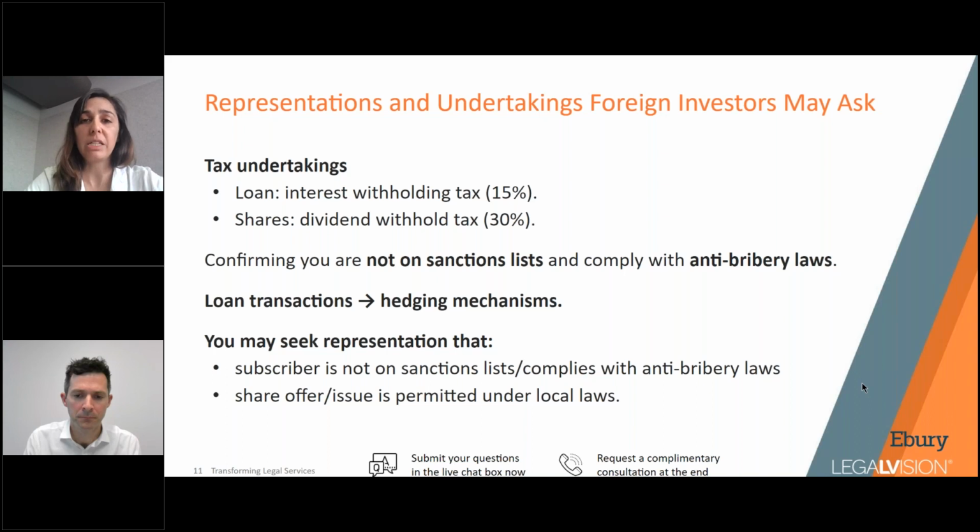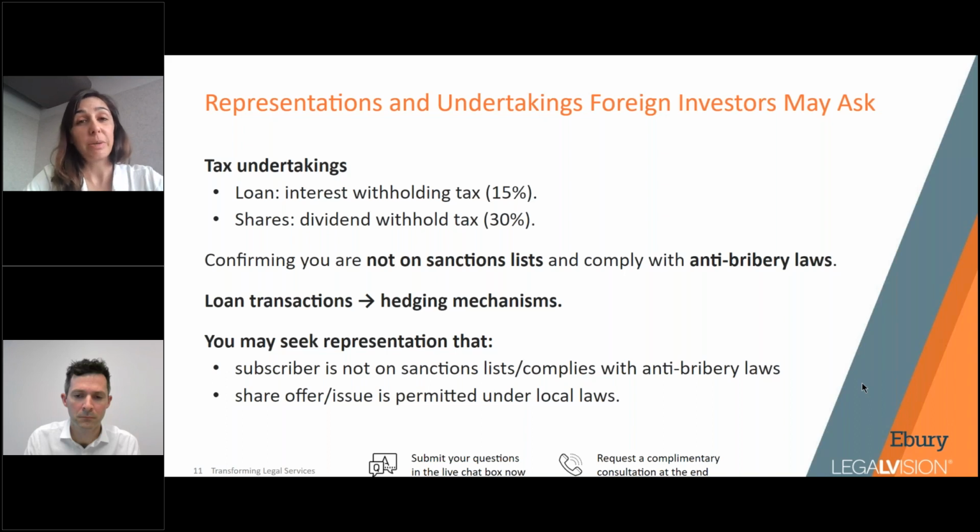And so what will happen is if you are paying interest on a loan to an overseas investor, when you pay interest to that overseas investor, you'll need to withhold an amount equal to 15% of the interest payment and remit that to the ATO. What an overseas investor might ask from you then is to gross up the interest payment, so essentially to ensure that they get the full amount. And so what ends up happening is you end up paying 15% more interest if you agree to that gross up. So that's something to be mindful of.